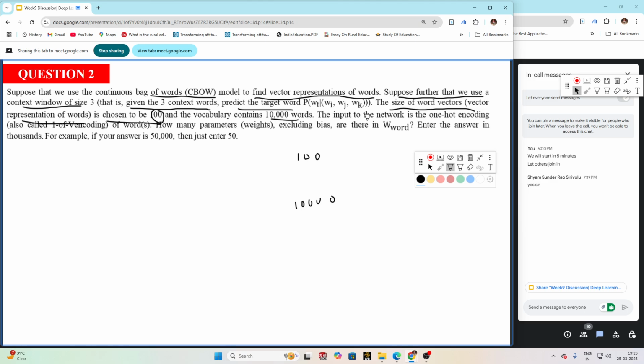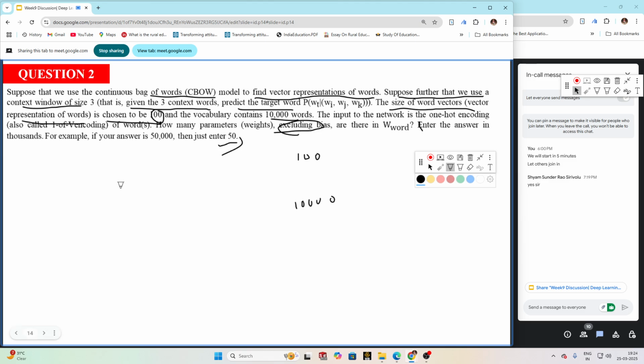So the input to the network is the one-hot encoding. How many parameters or weights, excluding bias, are there in the W word? Enter the answer in thousands. For example, if your answer is 50,000, you just enter 50. So two things are given here: one is the words and one is the context. We have 10,000 words in our context and 100 in our words.